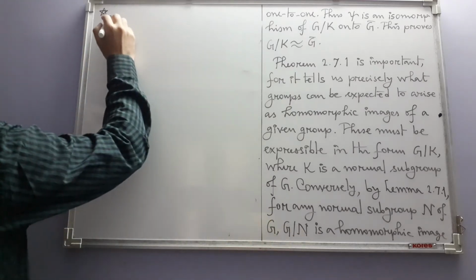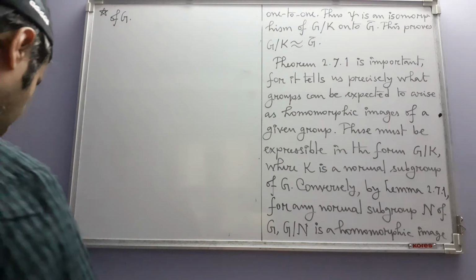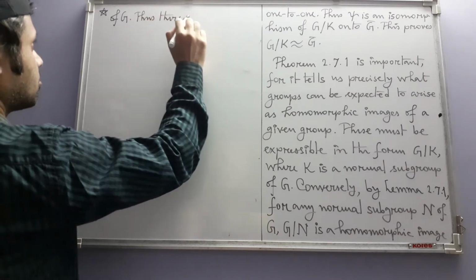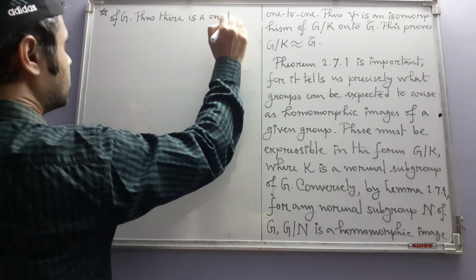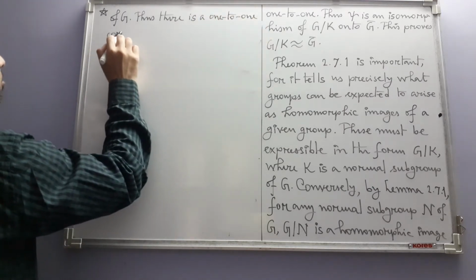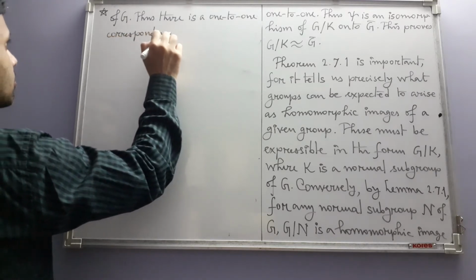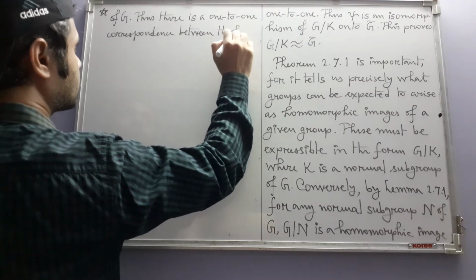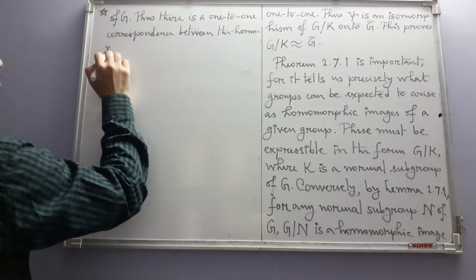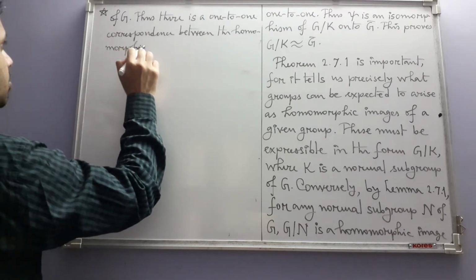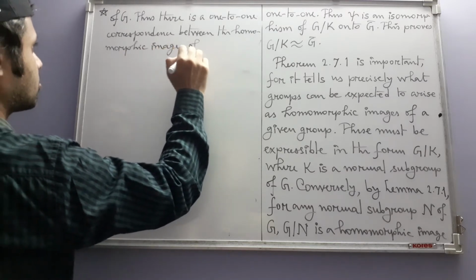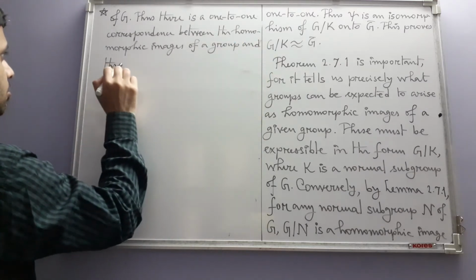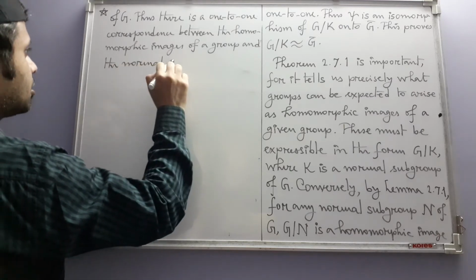G by N is a homomorphic image of G. Thus, there is a one-to-one correspondence between the homomorphic images of a group and the normal subgroups of the group.